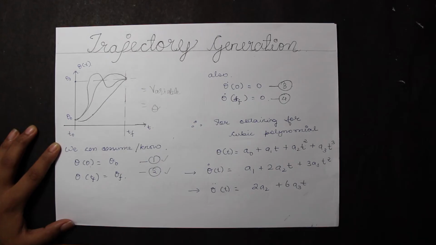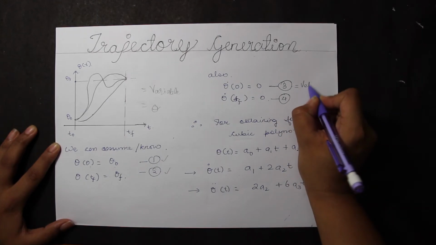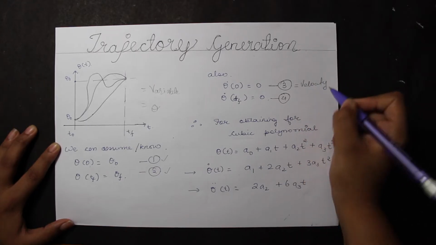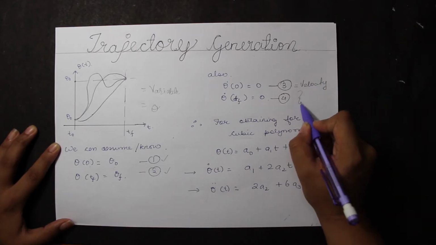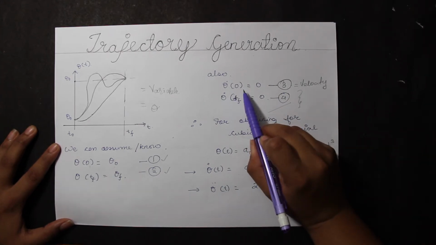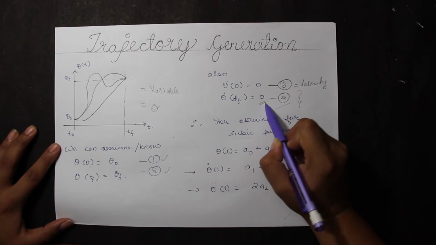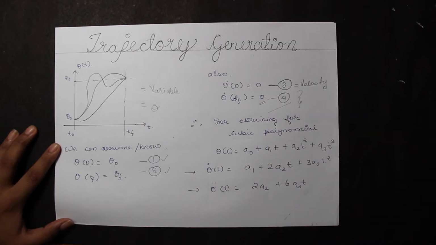Okay. From this, we can say that the velocity at the starting and at the end will be 0 since it's starting from a rest position and it's going to a rest position. So, velocity at theta naught will be 0 and velocity at theta tf dot will be equal to 0. Okay, here we have defined it as a joint space scheme.